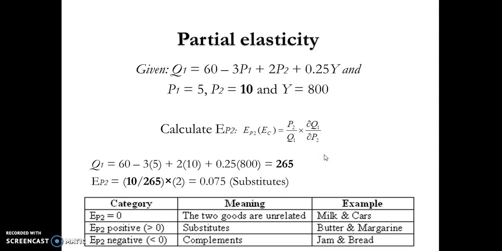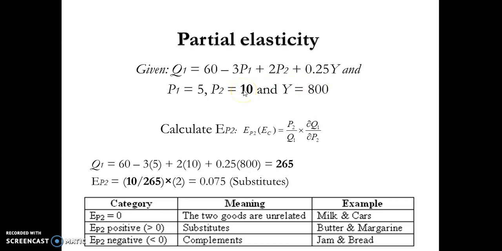Next, we have our cross price elasticity. So EP2 or EC to represent the cross price elasticity. And remember, Q1 was now a function of 3 independent variables. So therefore, we need to obtain the first order partial derivative. So now in this case, we're going to get the first order partial derivative of this function with respect to P2, treating P1 and Y as constant.